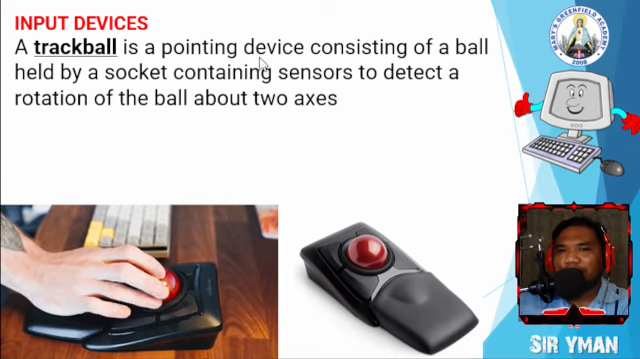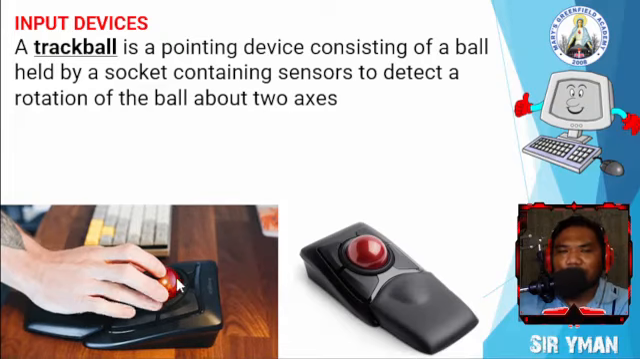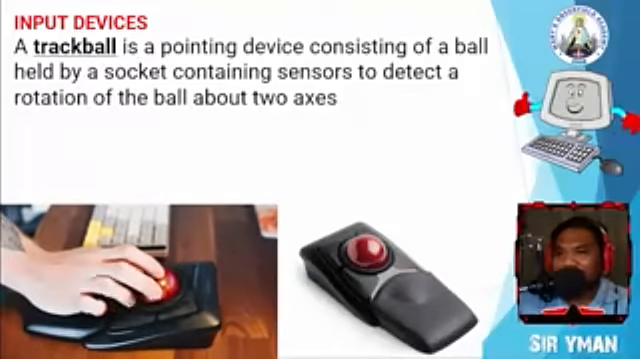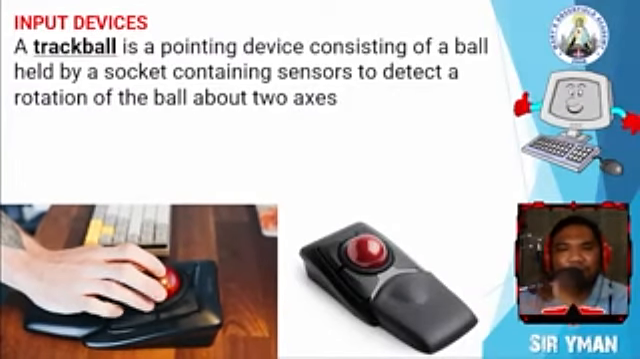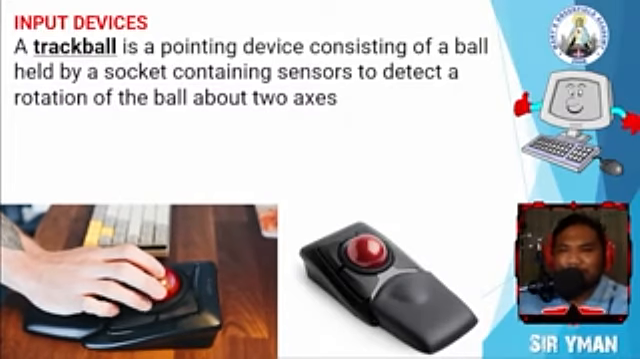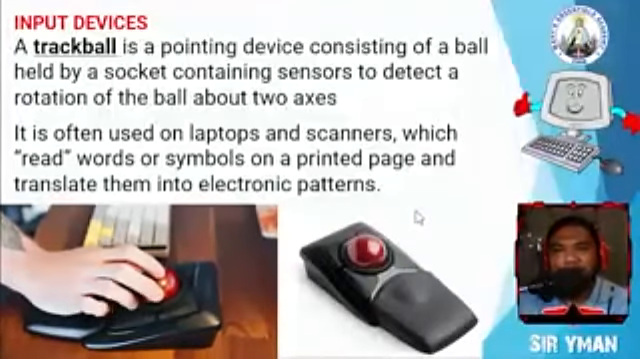So trackball is a pointing device consisting of a ball. Yan, mayroon din siyang ball dito that held by a socket containing sensors to detect a rotation of the ball about 2 axes. So it is like an upside down mouse. Okay, mukha siyang mechanical mouse na nakabaligtad naman. With an exposed, naka-expose yung kanyang protruding ball. So trackball works just the same as the mouse, and this is most often used on laptops and scanners.